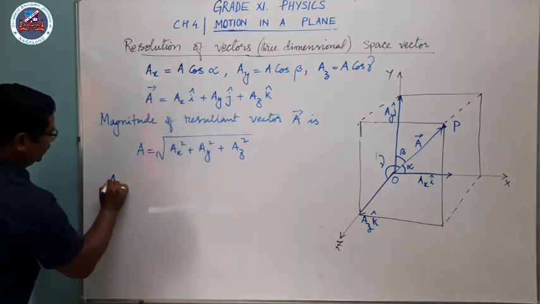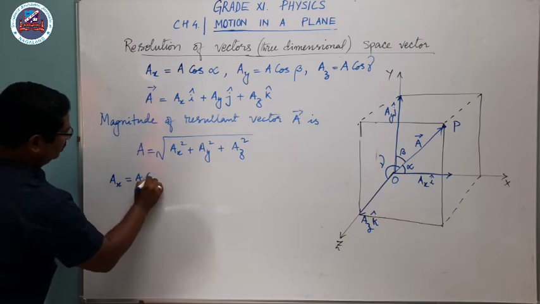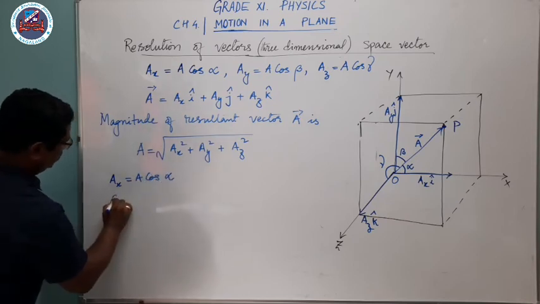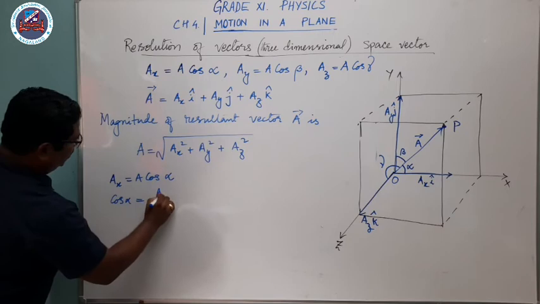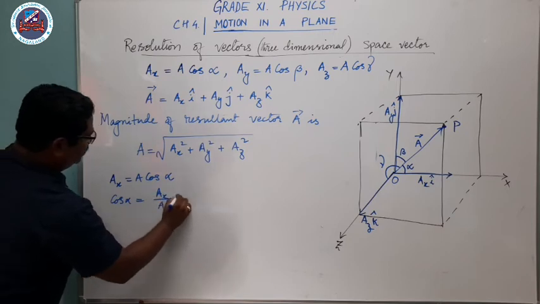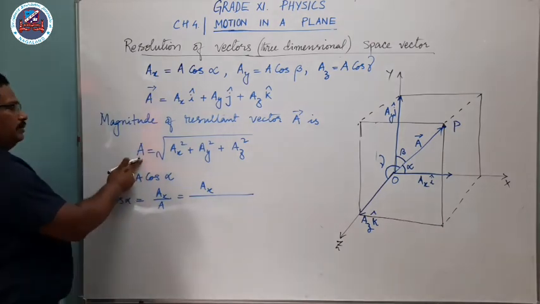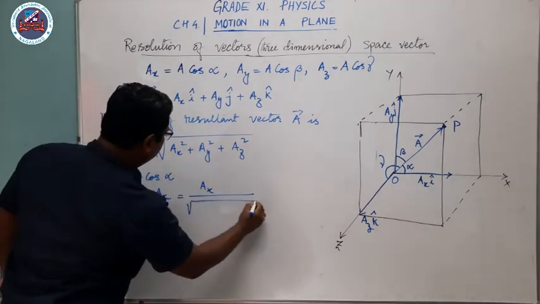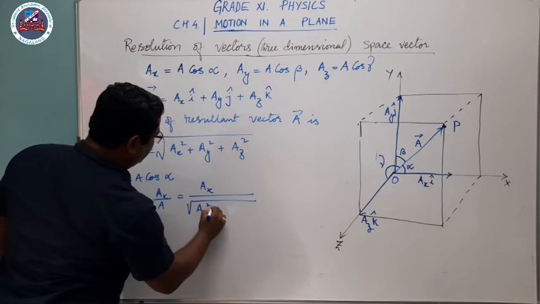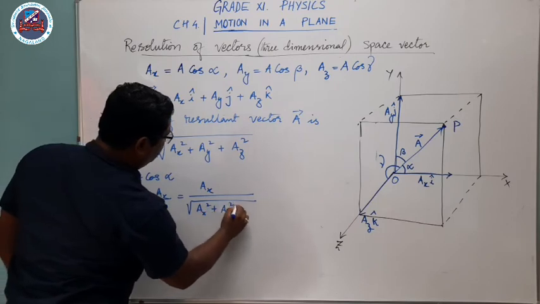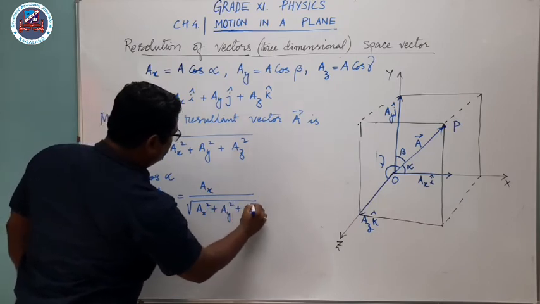Cos alpha is equal to ax divided by a. And what is a? It is the magnitude of vector A, that is root over ax square plus ay square plus az square.